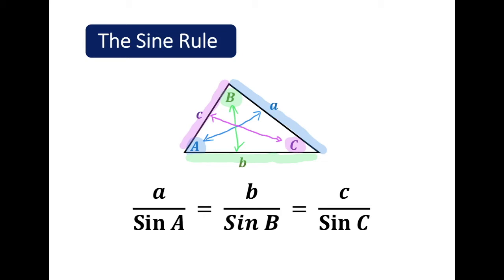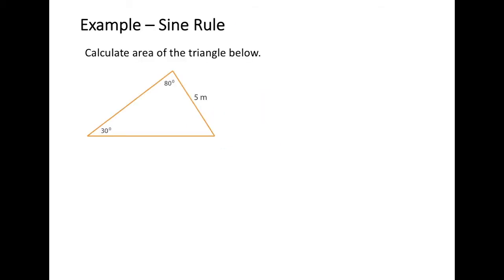So let's have a look at an example of how we can use the sine rule in a calculation. In the example, we want to calculate the area of a triangle, and we already know that the triangle has one side of 5 meters and two angles of 80 and 30 degrees. Now we can use sine to help us calculate the area of the triangle, and that formula would be area is equal to 1/2 of side B times side C times sine of angle A.